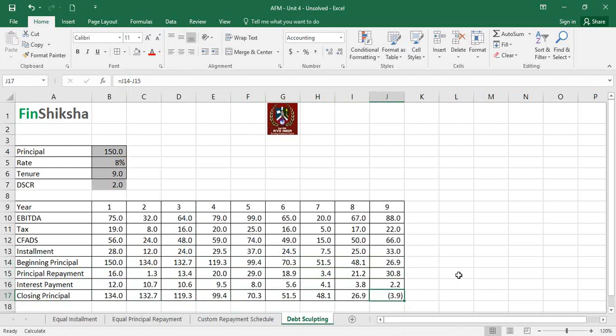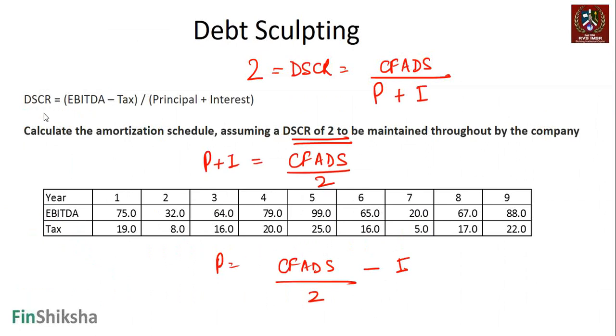Now this is a very, very important understanding in real life, because in real life practically companies are going to work based on what cash flow they have available for repayment, and that cash flow available for debt service is nothing but EBITDA minus tax. So let's recap what we did. We said debt service coverage ratio is EBITDA minus tax, which is a term called cash flow available for debt service, divided by principal plus interest.